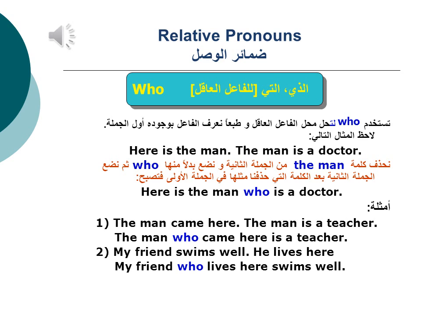Now let's look at two more examples. The man came here. The man is a teacher. The man who came here is a teacher. My friend swims well. He lives here. My friend who lives here swims well. Notice that in the two examples there is a verb after who. So notice that when the verb comes after who, it means it refers to the subject.